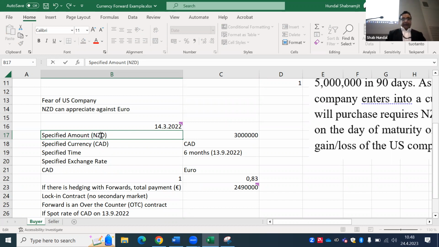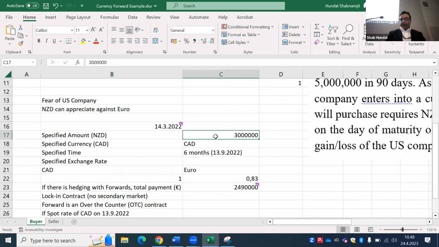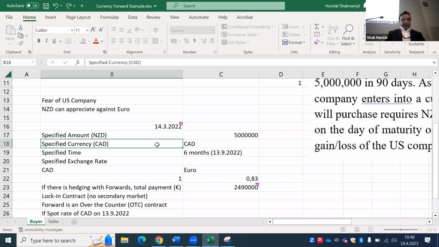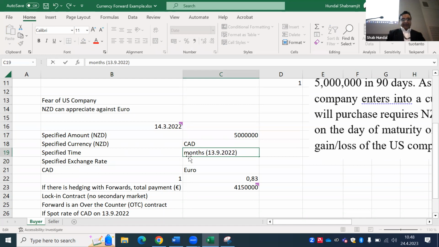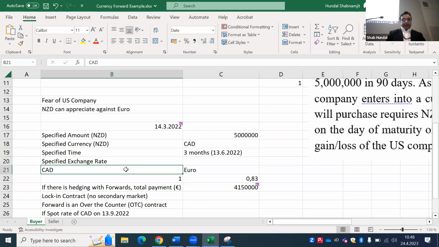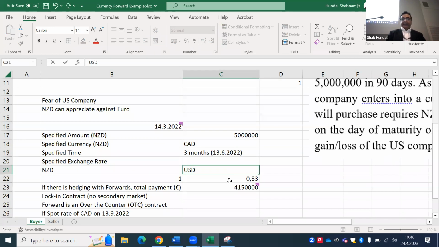we need New Zealand dollars. How much? 5 million. 1, 2, 3, 4, 5, 6. Specified currency is New Zealand dollar. Specified time is 3 months. 3 months means the due date is 13/6, right? June. Specified exchange rate is 1 New Zealand dollar to US dollar. What rate they agree to make the payment? What was this rate?